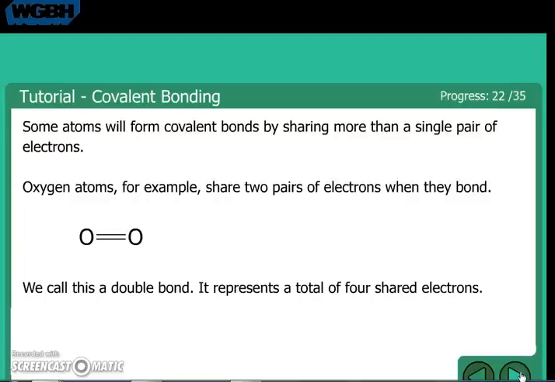Some atoms will form covalent bonds by sharing more than a single pair of electrons. Oxygen atoms, for example, share 2 pairs of electrons when they bond. We call this a double bond. It represents a total of 4 shared electrons. You can answer questions 13, 14, and 15.